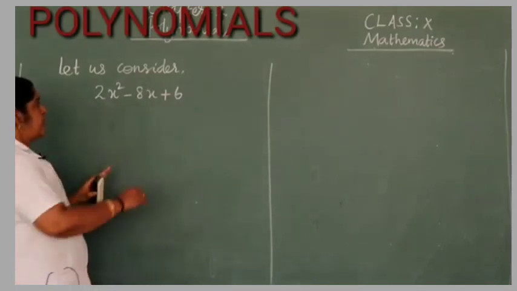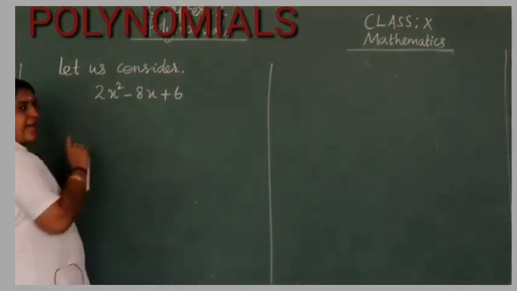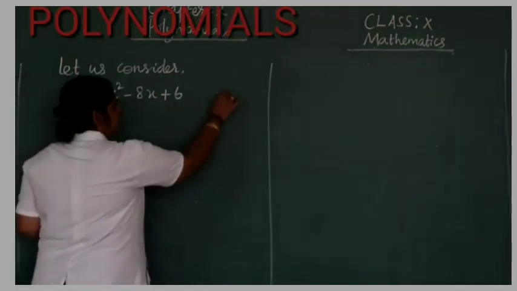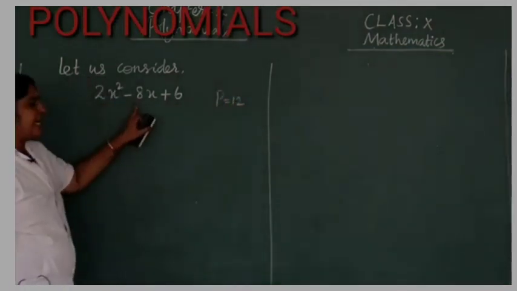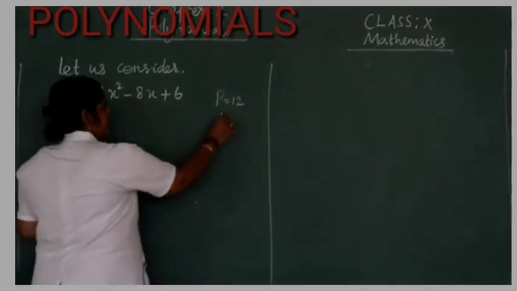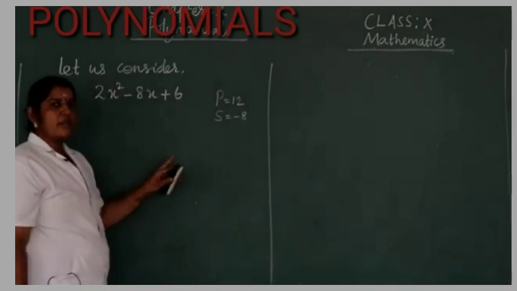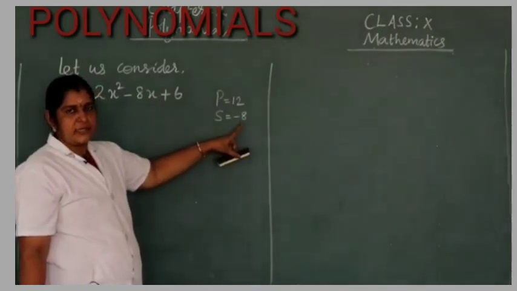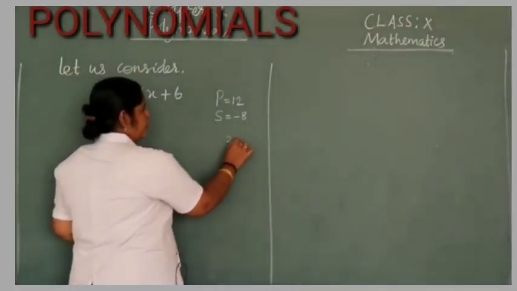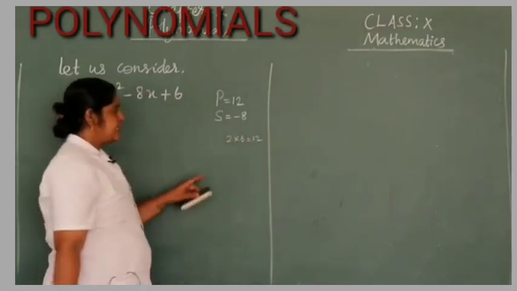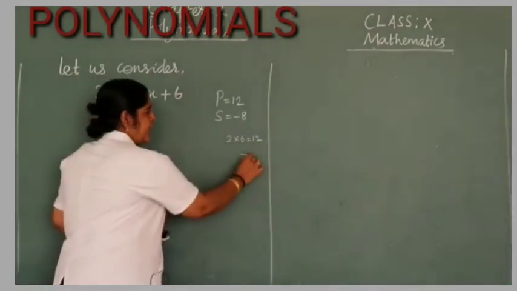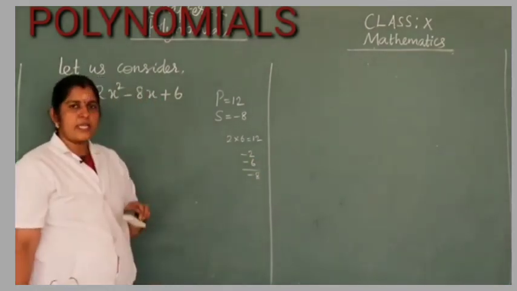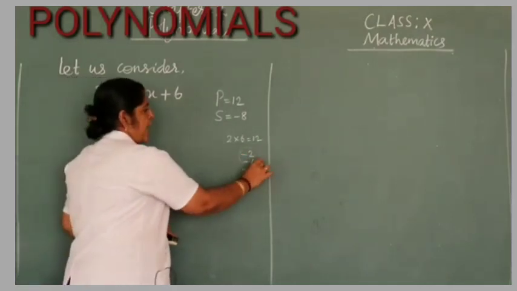Okay, so for that, what is the product value? Here x square has the coefficient 2, so 2 into 6 is the product value, that is 12, and the sum is the middle term, that is minus 8. So what are those two numbers having product 12 and sum minus 8? We have 2 into 6 is 12, and to get sum minus 8 we need to take negative 2 and negative 6, that is minus 8. So our required two numbers are minus 2 and minus 6.